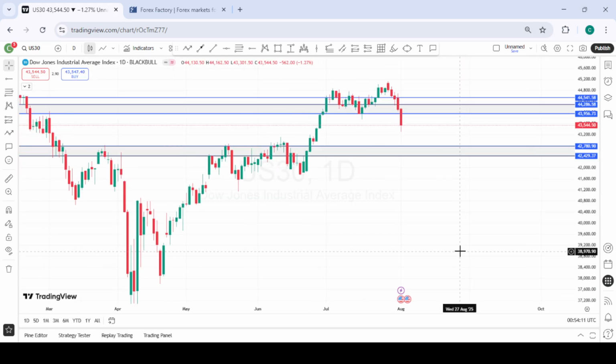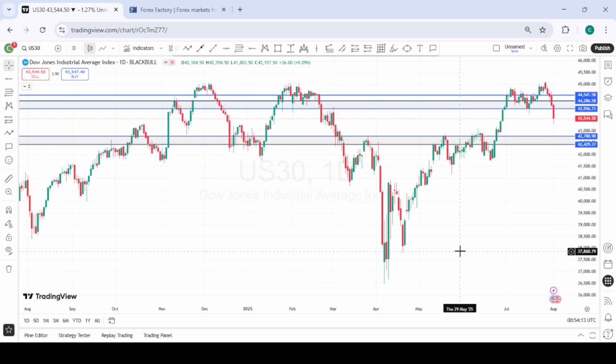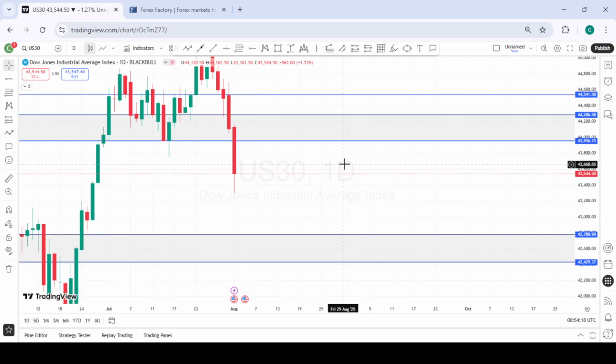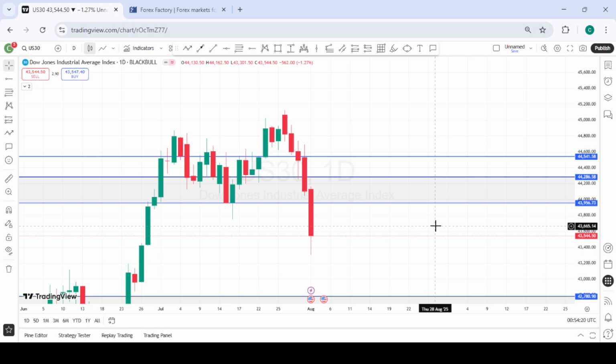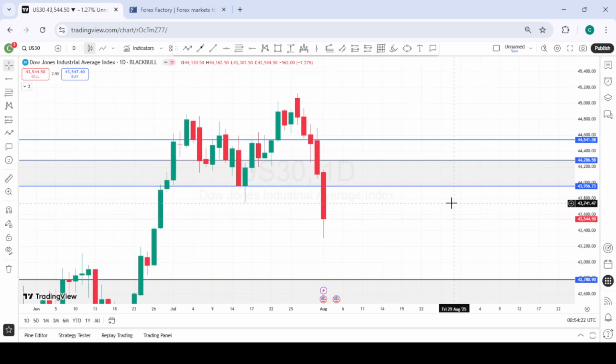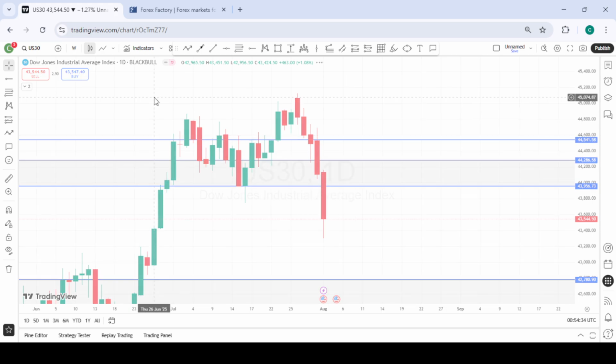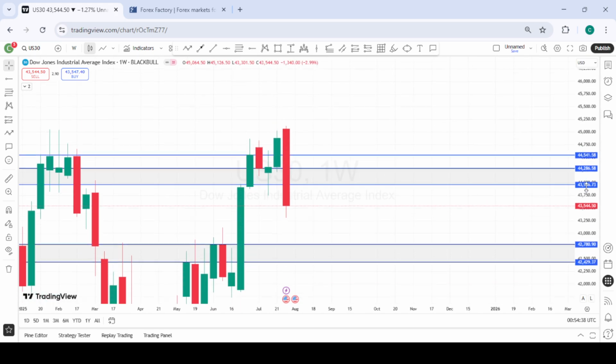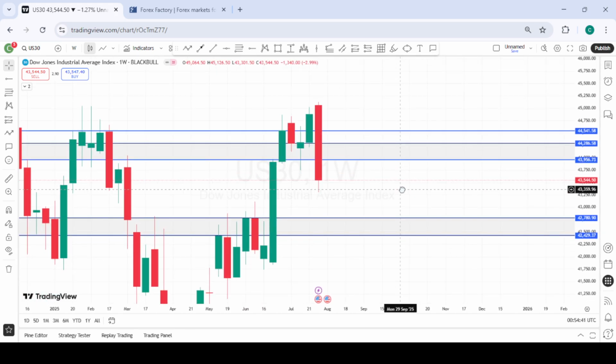To the next, we have US 30. Looking at the strength of the DXY, most of the indices have switched to a bearish momentum. So as you can see now, on the weekly time frame on USD, price has actually shifted bearish.